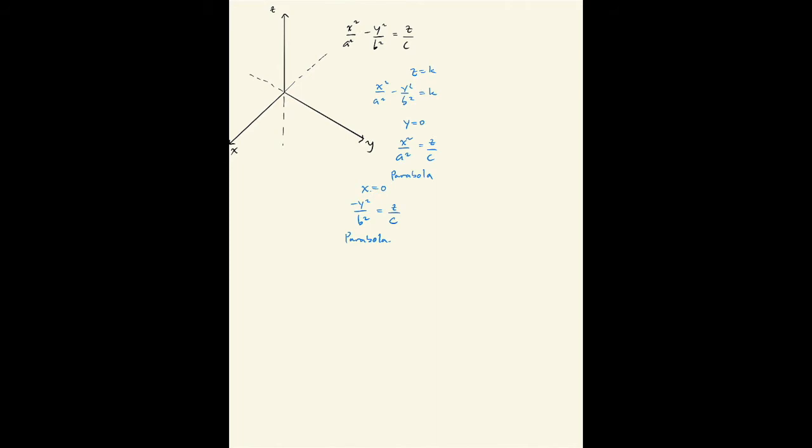So first, see the XZ plane. So this is the XZ plane. This is the YZ plane. In the XZ plane, I will have the parabola. And then in the YZ plane, I have the other parabola, but because it's minus, it should be facing the negative side, right? So you have this, right?